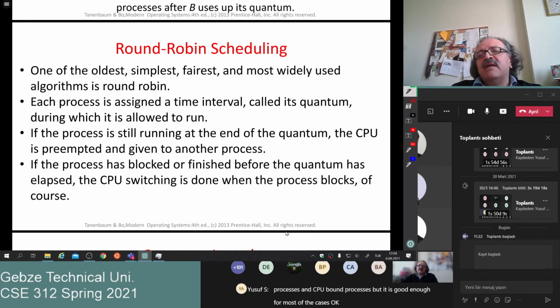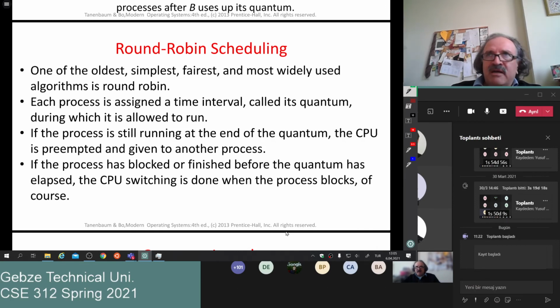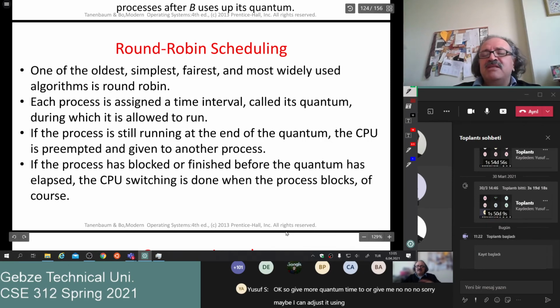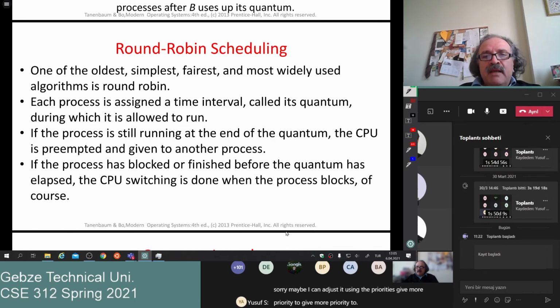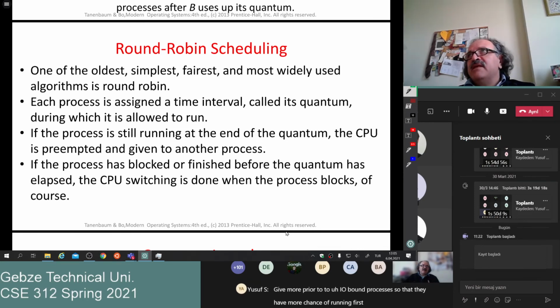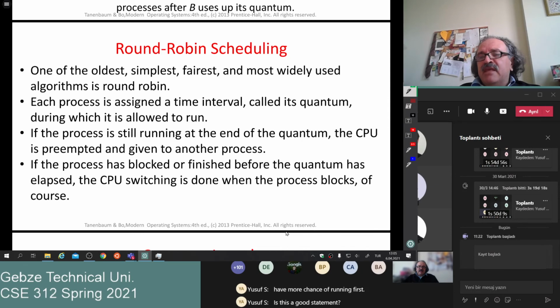Maybe I can adjust this fairness with the time intervals or the quantum time. Sorry, maybe I can adjust it using the priorities. Give more priority to I/O bound processes so that they have more chance of running first. Is this a good statement? Giving more quantum time to I/O bound processes doesn't make any difference. Am I saying something correct?